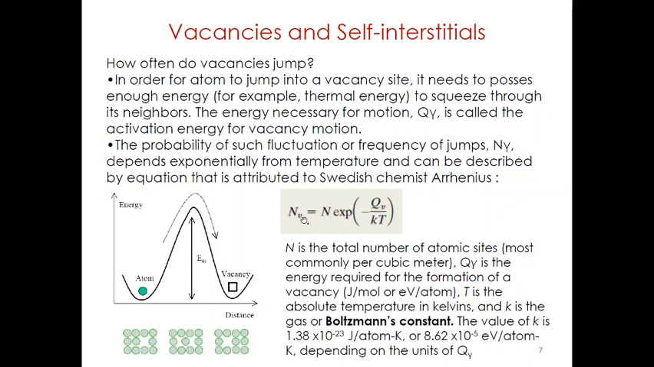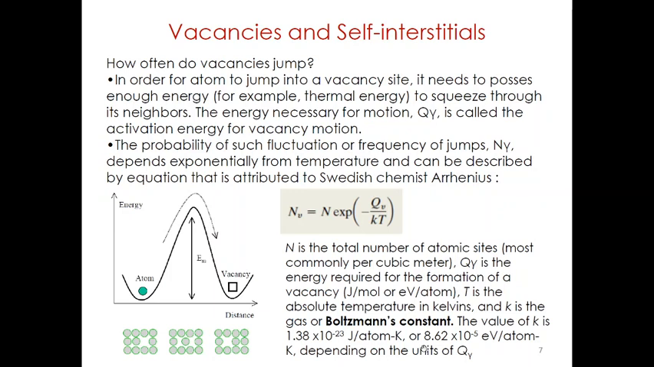In this particular expression, capital N is the total number of atomic sites, most commonly per cubic meter. Qv is the energy required for the formation of a vacancy, in joule per mole or electron volt per atom. T is the absolute temperature in kelvins, and k is the gas constant or Boltzmann constant. The value of k is 1.38 x 10^-23 joule per atom K, or 8.62 x 10^-5 electron volt per atom K. Depending on the units of activation energy Qv, the value of the Boltzmann constant or gas constant has to be used.